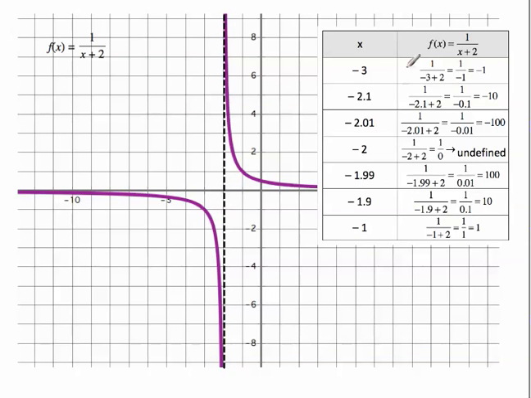So to show you the table of values again, you can see that as you get closer and closer to x is equal to negative 2, the graph is going to shoot off upwards from the right-hand side and downwards from the left-hand side. So vertical asymptotes result from values that make the denominator of the function 0.